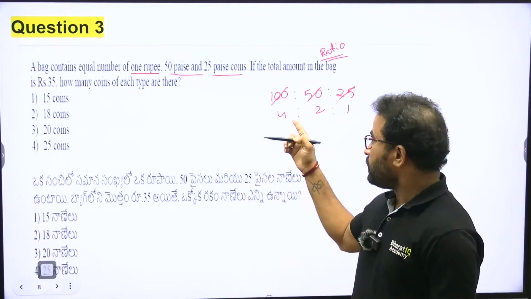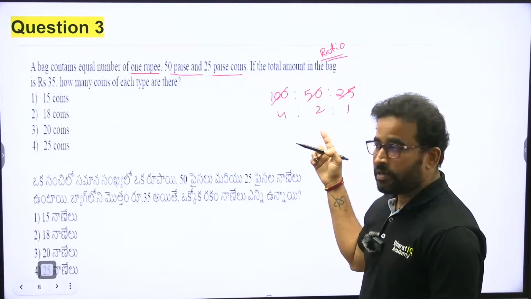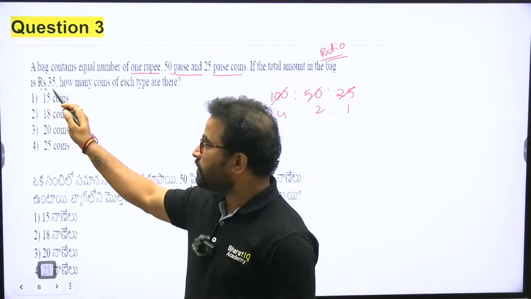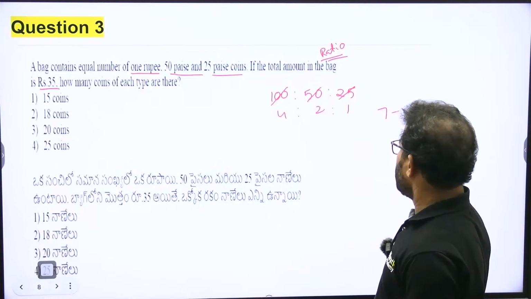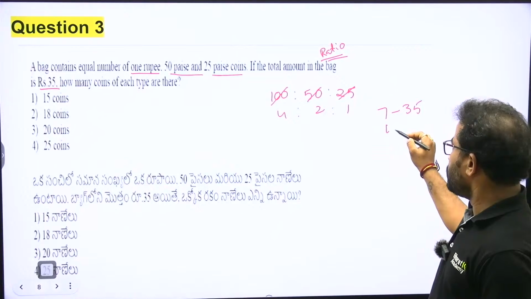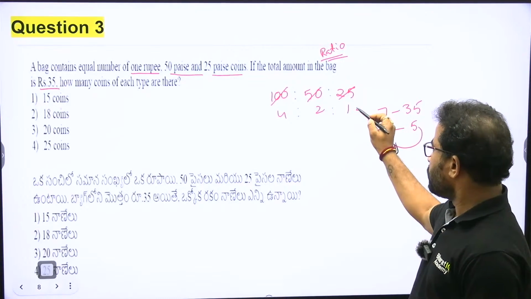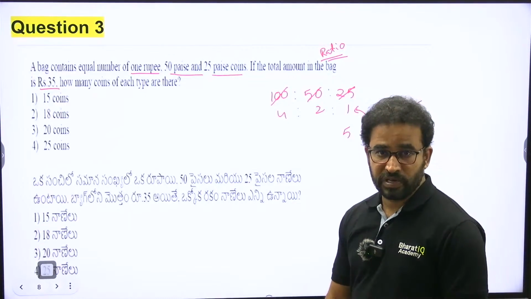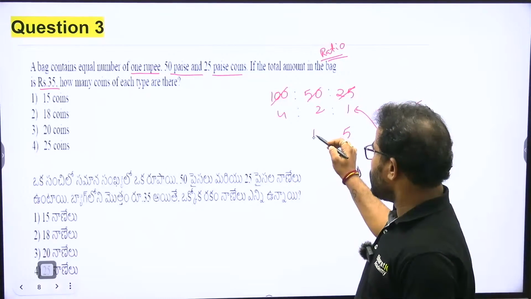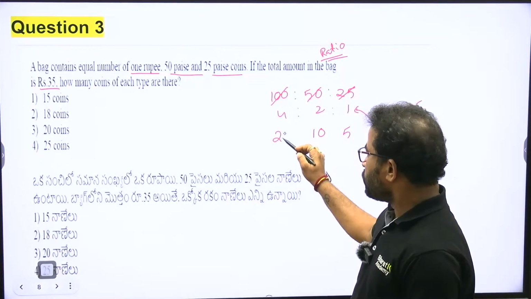From the amount point of view, we get the ratio 4 times, 2 times, 1 time. But how much is the total amount they have given here? 35 rupees. It means 7 units is equal to 35, so 1 unit is equal to how much? 7 fives are 35. Now you can multiply here. The 25 paisa coins' worth is 5 rupees. The 50 paisa coins' worth is 10 rupees. The 1 rupee coins' worth is 20 rupees.